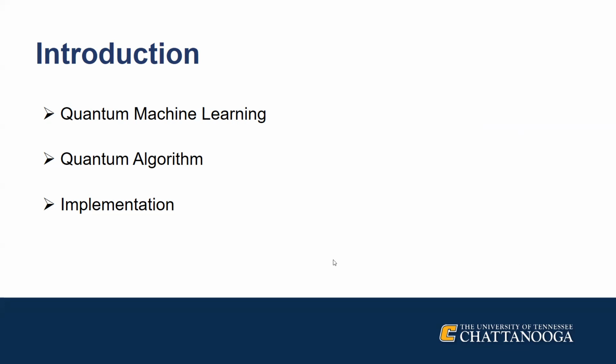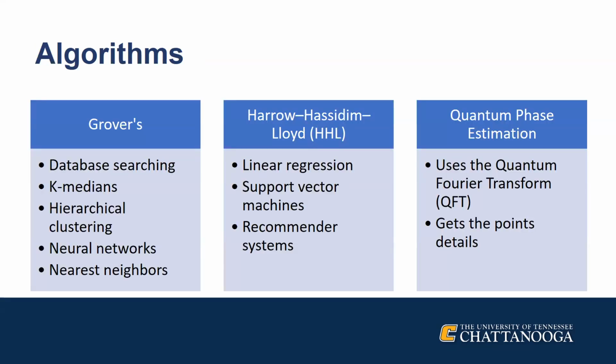So we'll see how we're going to implement it by using an example in this presentation. The algorithms that are actually adopted in quantum machine learning, there are some of them here. So we have Grover's algorithm, which we know is used in database searching, k-medians, hierarchical clustering, neural networks, nearest neighbors.